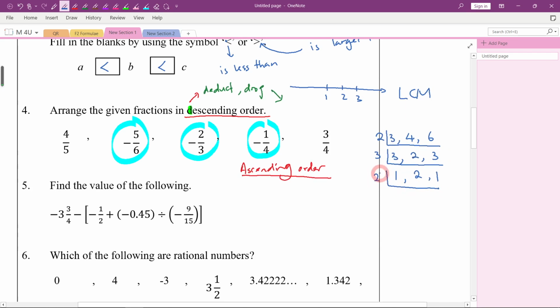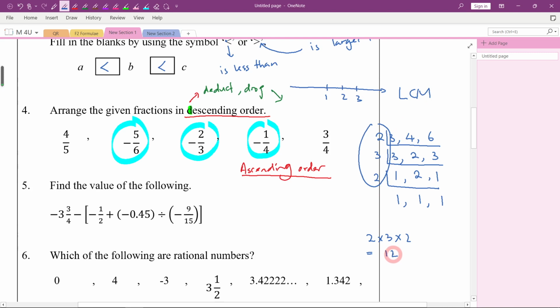Continue doing it until you see all become 1. 1 divided by 2, 1 cannot divide by 2, right? You just bring the 1 go down. 2 divided by 2, you get 1. 1 cannot divide by 2, it is okay. You just bring the 1 go down. Now you see all the numbers become 1. Stop here. Just find the product among these three numbers. So 2 times 3 times 2, 12. Their lowest common multiple is 12.